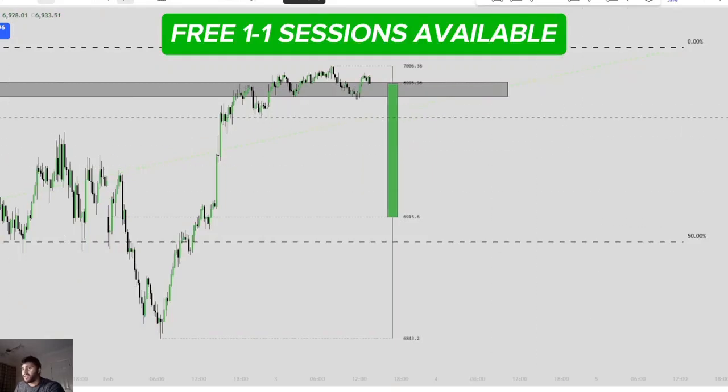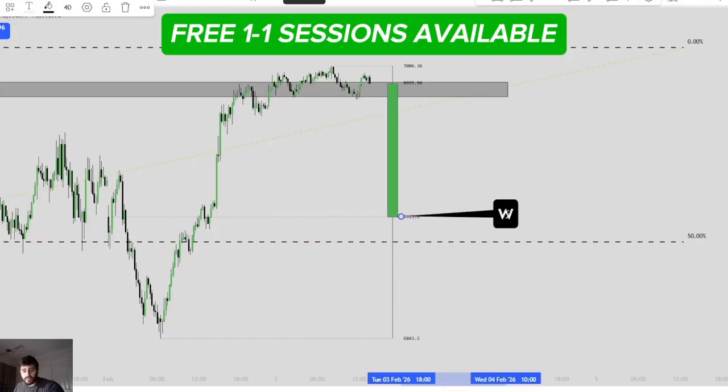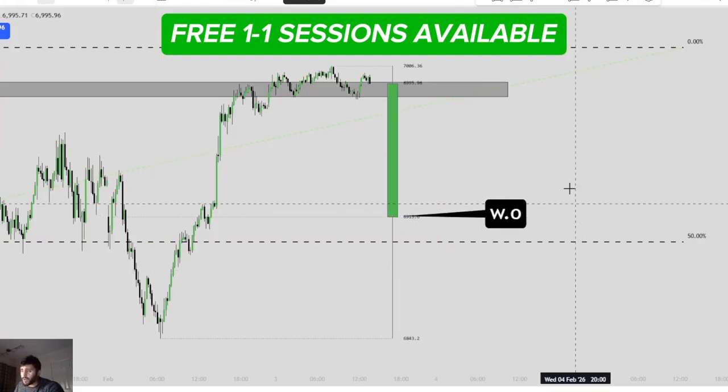Right? What do you see here? So the most important line is this line here. This is the weekly opening price. I'm just going to write WO. This is the weekly opening price.